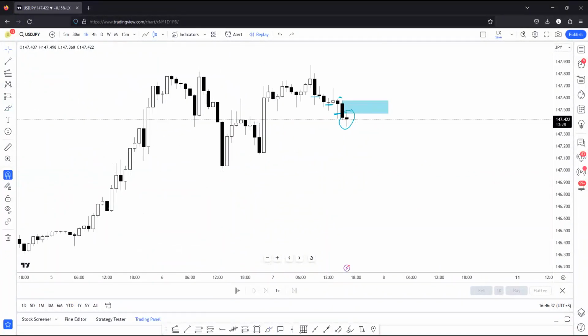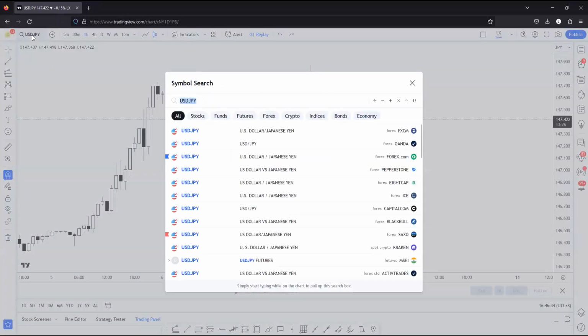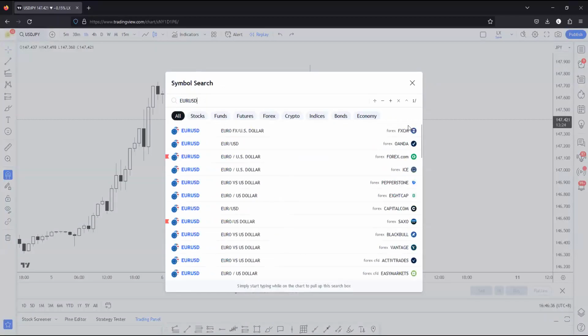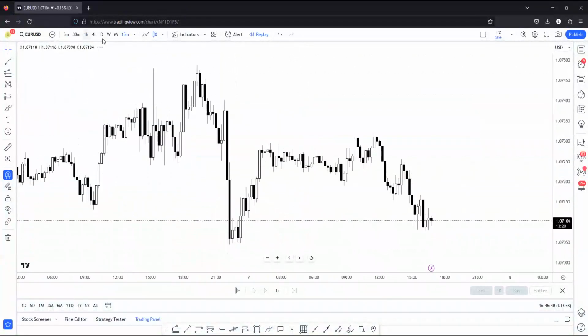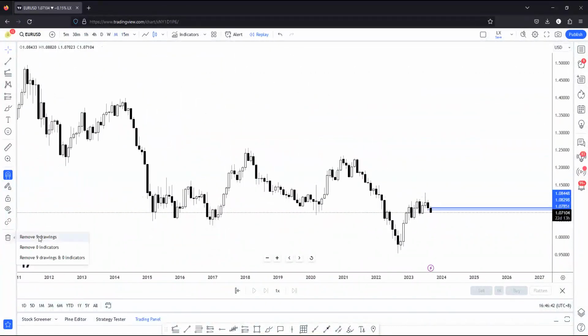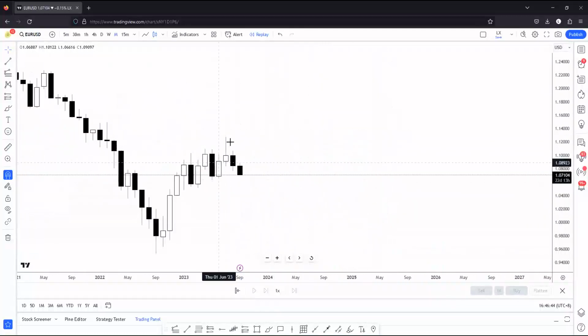Okay, let's take a look at Euro Dollar. This is another example. Let's take a look at where we are. On the higher time frame first on Euro Dollar, if you take a look at it on the monthly time frame, you can see this whole region, we have this area here. You can see price forming higher lows, higher highs. It's forming a pullback into this zone.